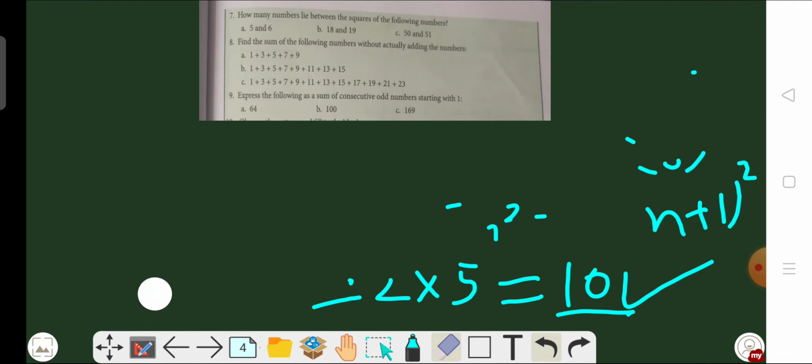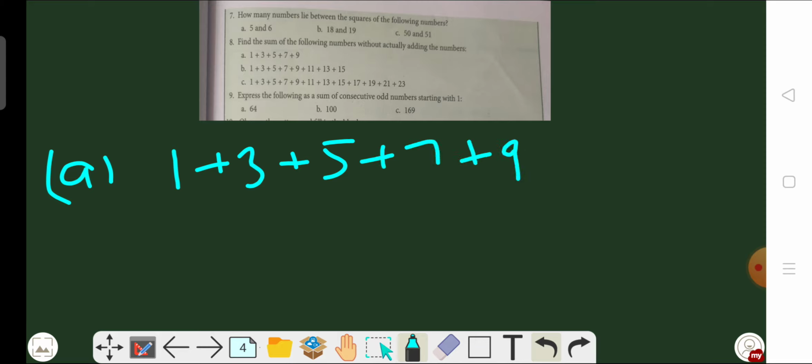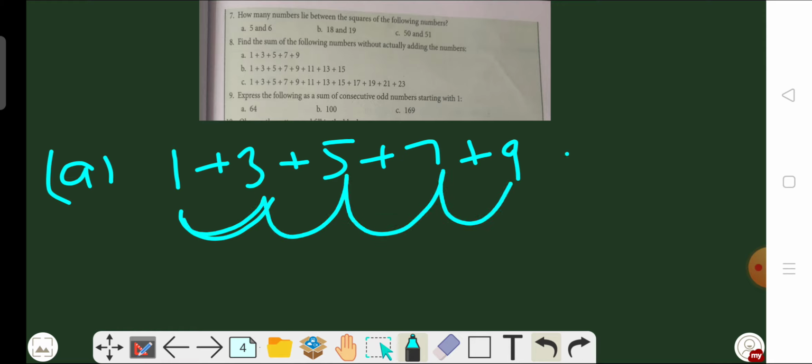So what is question number 8? Find the sum of the following without any actual addition. We do not have to add, we have to use the property of square of a number. In the A part, what do we have? 1 plus 3 plus 5 plus 7 plus 9. To solve this question, first we have to count the numbers: 1, 2, 3, 4, 5. How many numbers are these? 5, and all are odd.